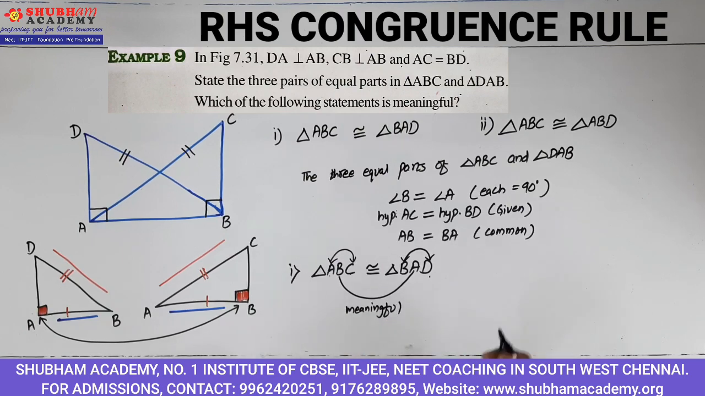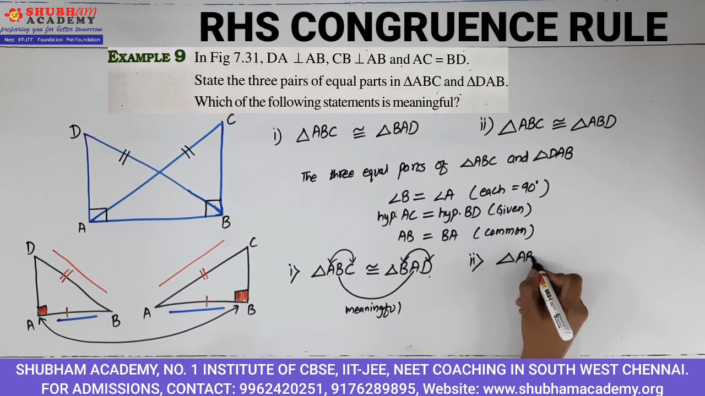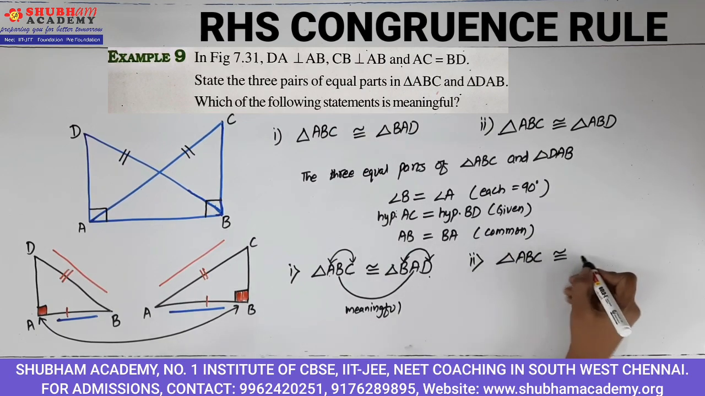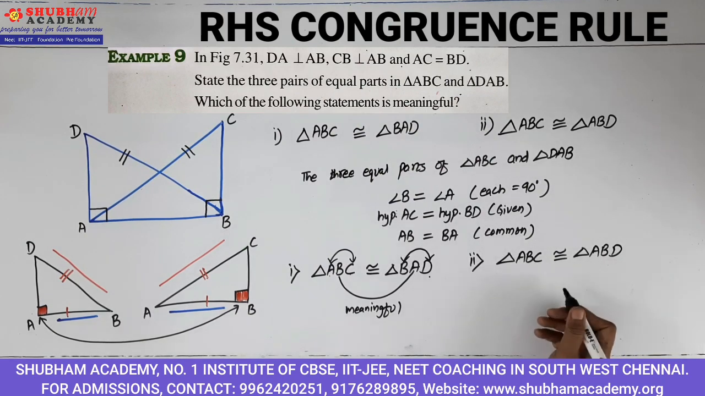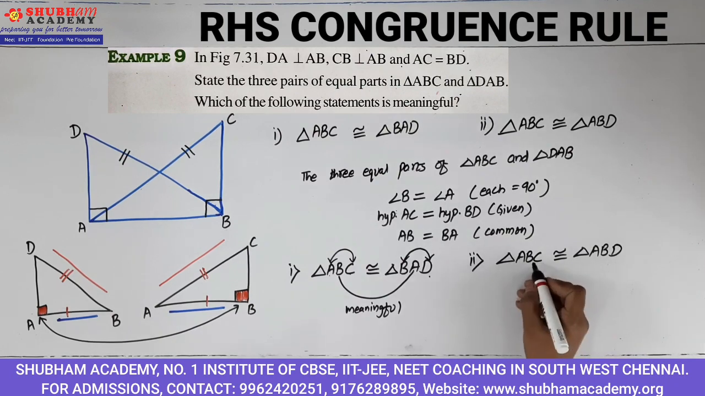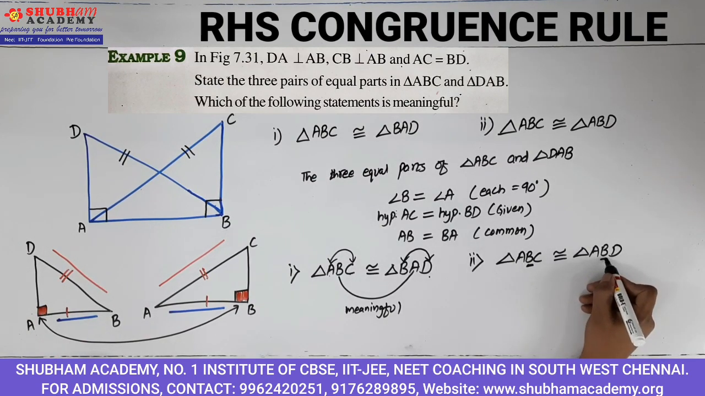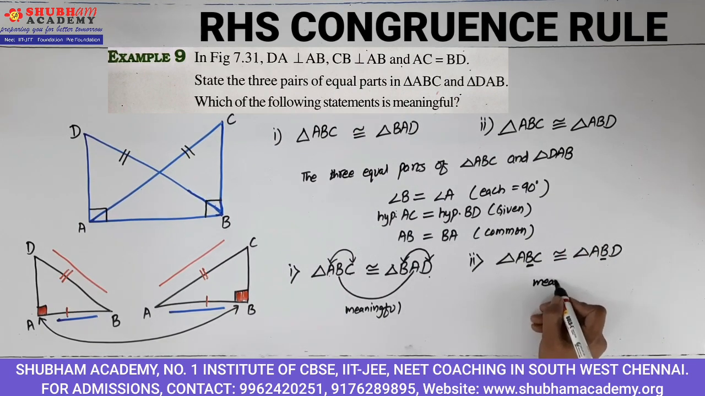Now let's discuss the second part. Triangle ABC is congruent to triangle ABD. See here, children, by looking at it we can make out that it is meaningless, because in triangle ABC angle B is 90 degrees and in triangle BAD angle A is 90 degrees. Here in second position angle B, here angle B. So how can we compare? So it is meaningless.